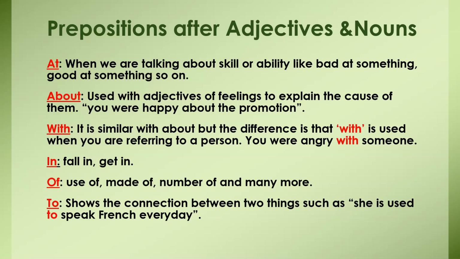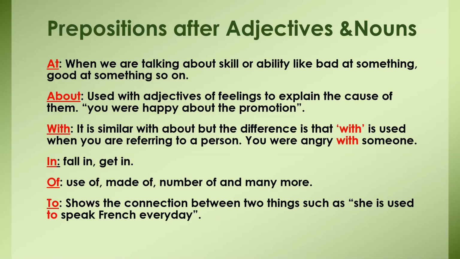First is at. We use at when we are talking about a skill or ability, such as bad at something, good at something, amazing at something, talented at something. Next is about. About is usually used with adjectives of feeling to explain the cause of them. Happy is a feeling, so you can use about to tell that you were happy about the promotion, or perhaps you were nervous about your PTE exam.